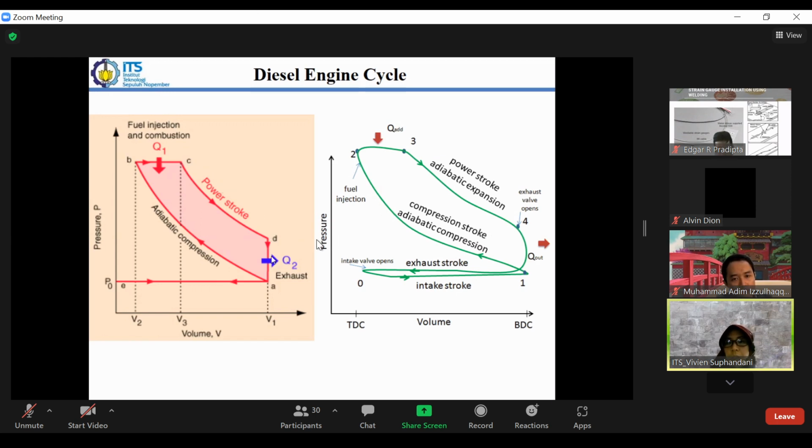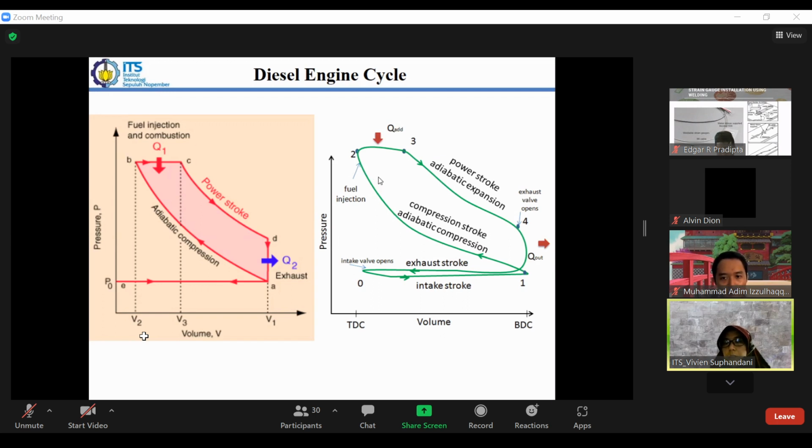Now, what if we look at the actual cycle? There will be a little bit of change here, in which we will have the intake and exhaust strokes. These are approximately isobaric, but we probably have a little bit of pressure change, though it's not significant. Afterwards, we will have the compression, which is adiabatic compression, but not following exactly the isentropic line. And then we will have fuel injection.